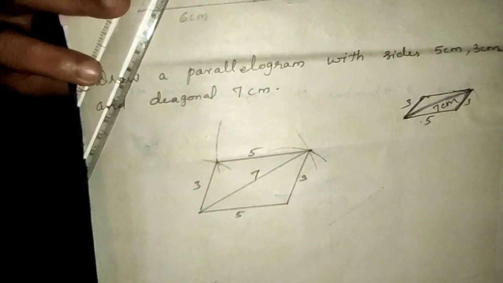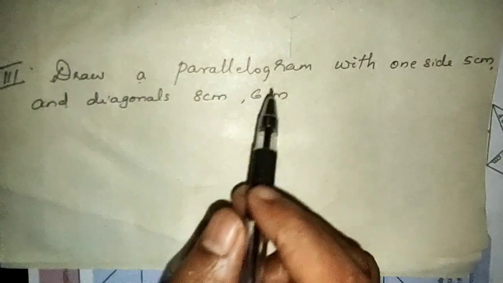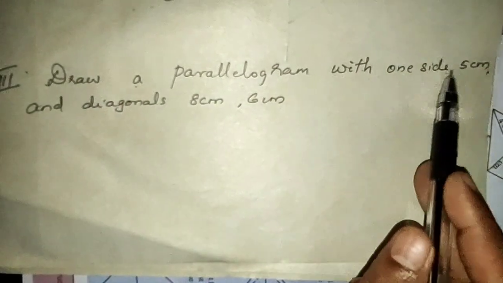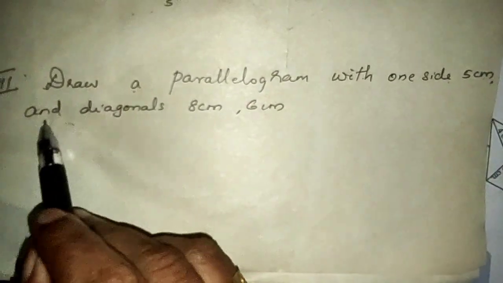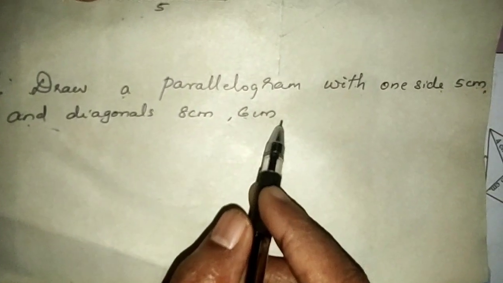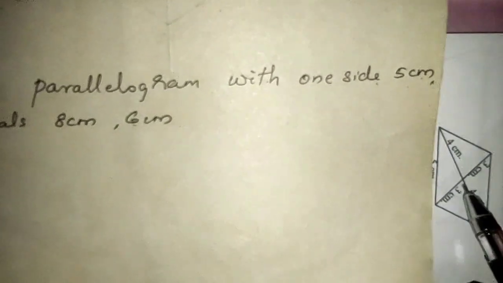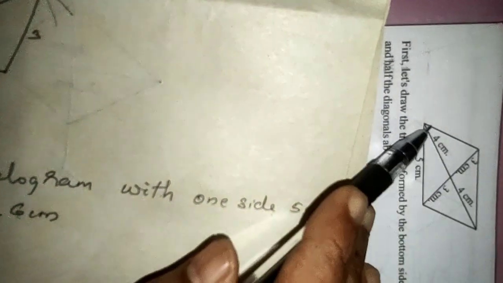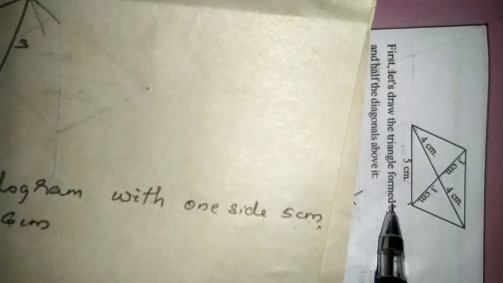Okay, our next type is draw a parallelogram with one side 5 centimeter and the diagonals are 8 centimeter and 6 centimeter. Okay, two diagonals. See, here we have that figure. Look at this figure. See, this side is equal to 5 centimeter and one diagonal is 8 centimeter and the second diagonal is 6 centimeter.